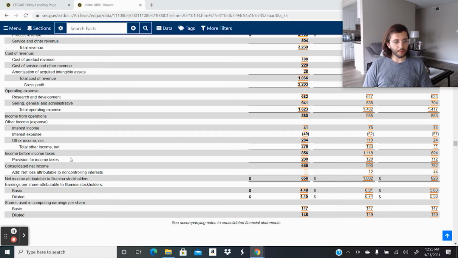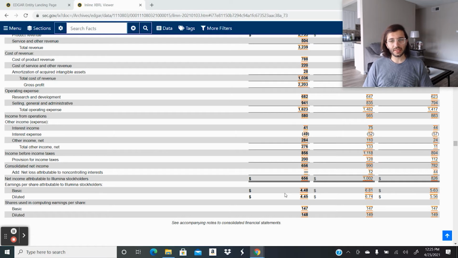We can see provision for income taxes, $200 million. These are expenses that the company owes for various taxes. And then we finally get to consolidated net income, which is $656 million. Then the company will usually list out their basic and their diluted EPS, or earnings per share.